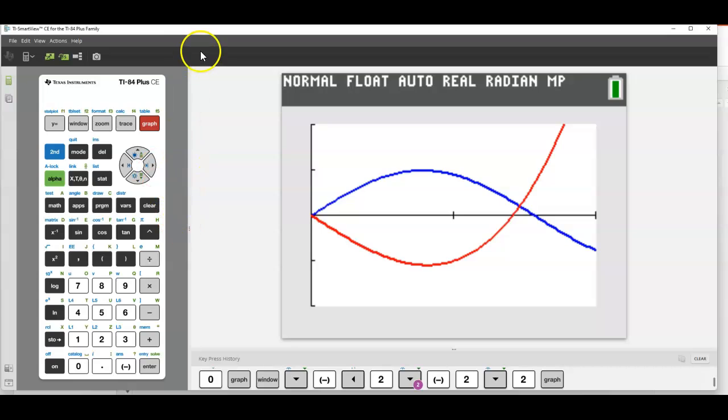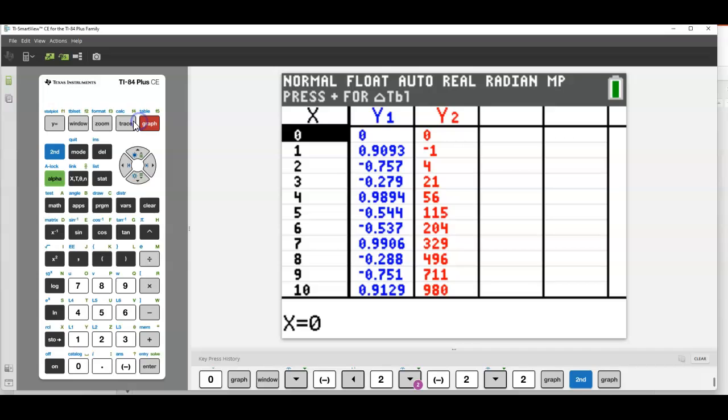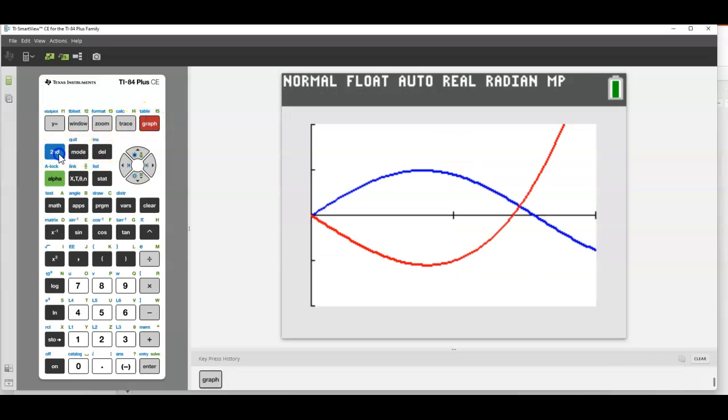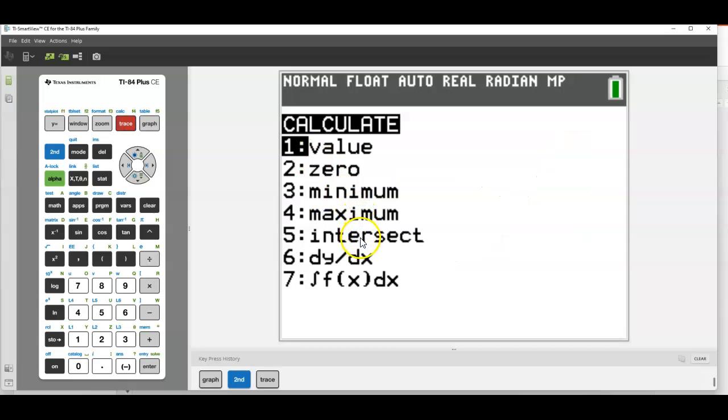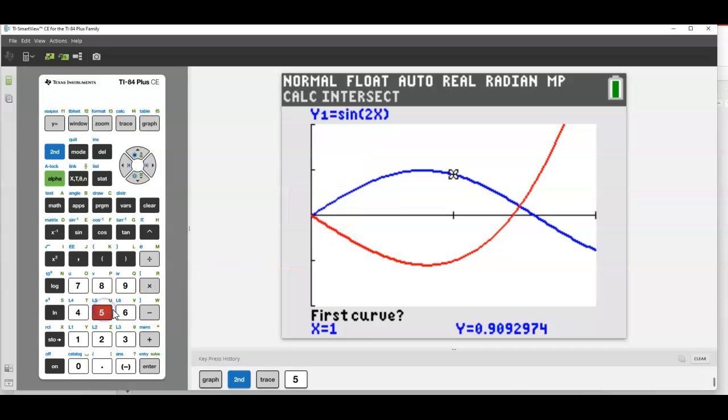So how do you find out where they're intersecting? You push second, calc, oops, wrong button, and get out of there. Second, calc, and you go down to intersect 5. And you're going to scroll over to where they're crossing. I want to get the left-handed crossing point first. Right there. And just push enter 3 times. And it looks like we're intersecting at x equals 0.